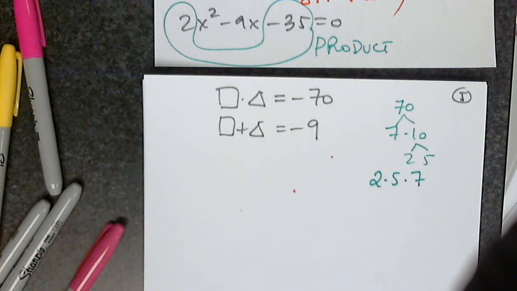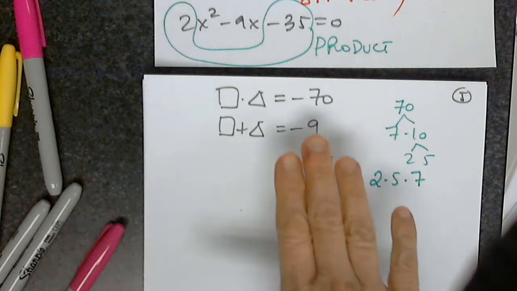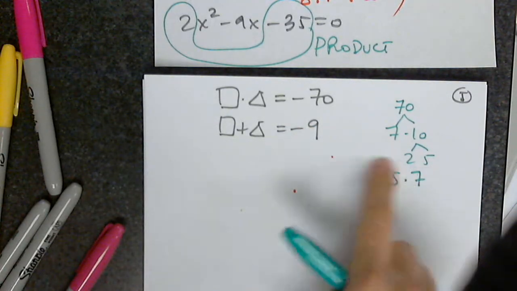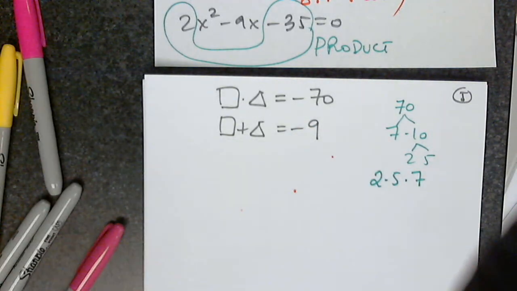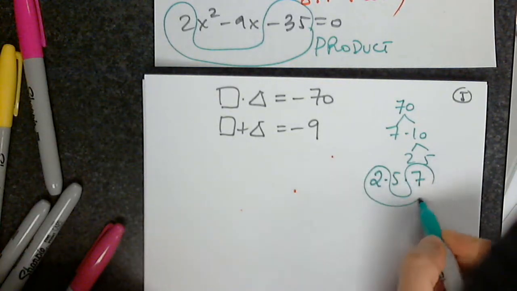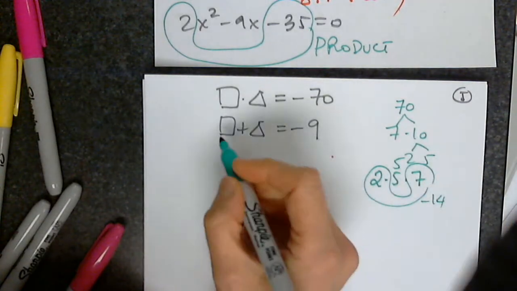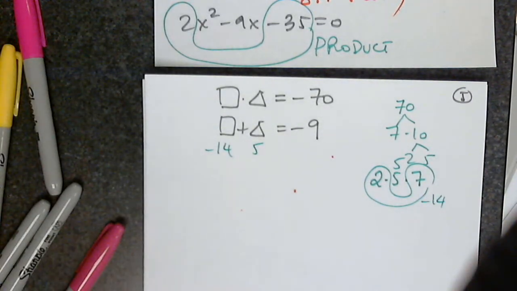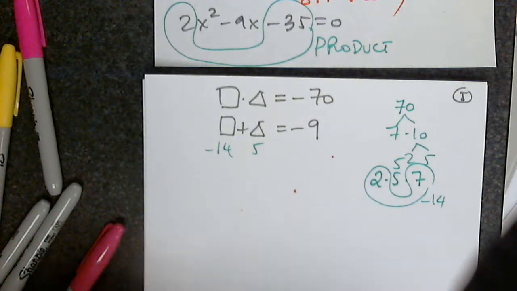I need to come up with two numbers, both positive, both negative, one positive, one negative. Which one? Right, because the product is negative. Awesome. So I have to come up with, using everything here, I need two numbers. So negative 14 and 5. Awesome. So now how will you change the equation?